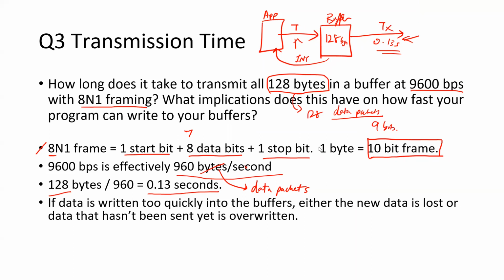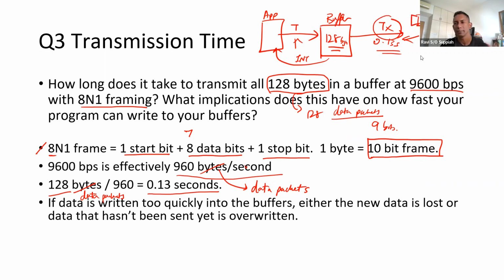So here we're not using a convention that 1 byte is equal to 8 bits. Instead of bytes, that's why I said you don't look at it as bytes, we look at it as 128 data packets. Because the 128 bytes is what is stored in the buffer, correct? Yes. But when it goes out on the transmit line, each byte already has a start bit and a stop bit. So it becomes 128 packets, and each packet is 10 bits.